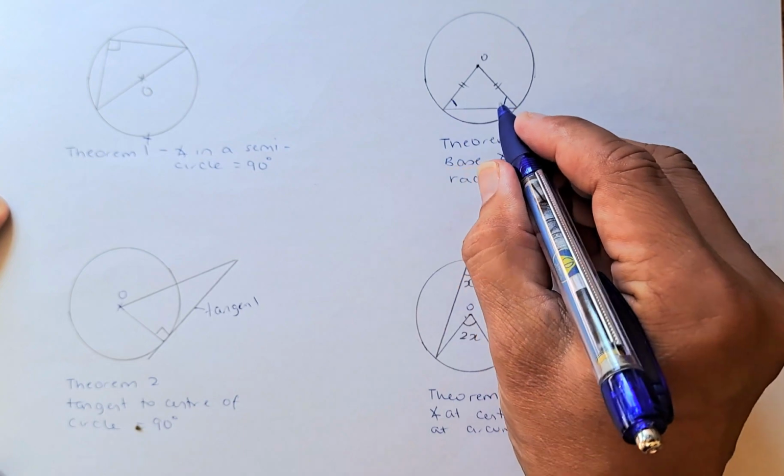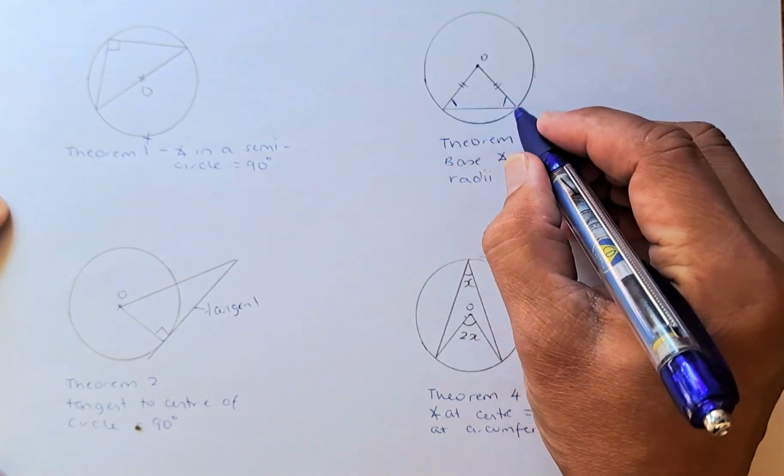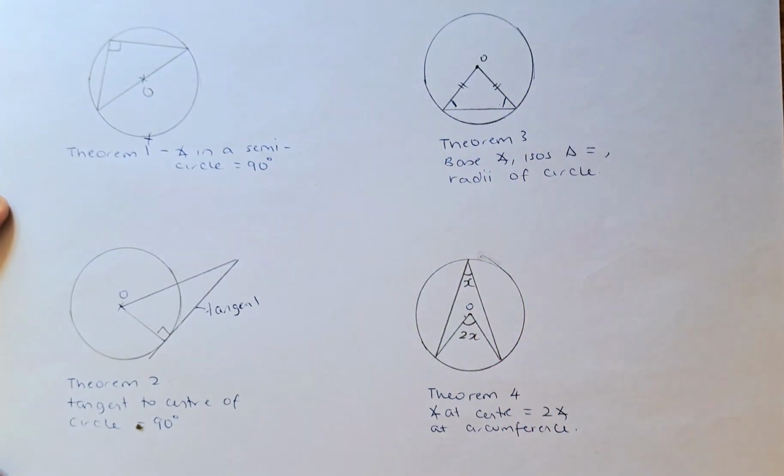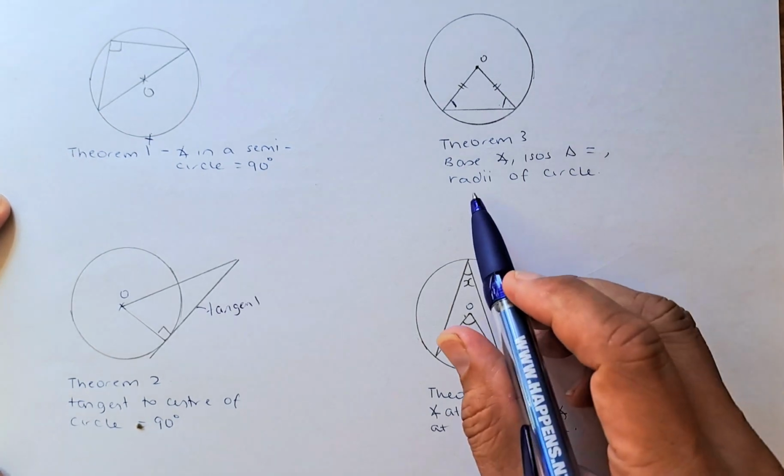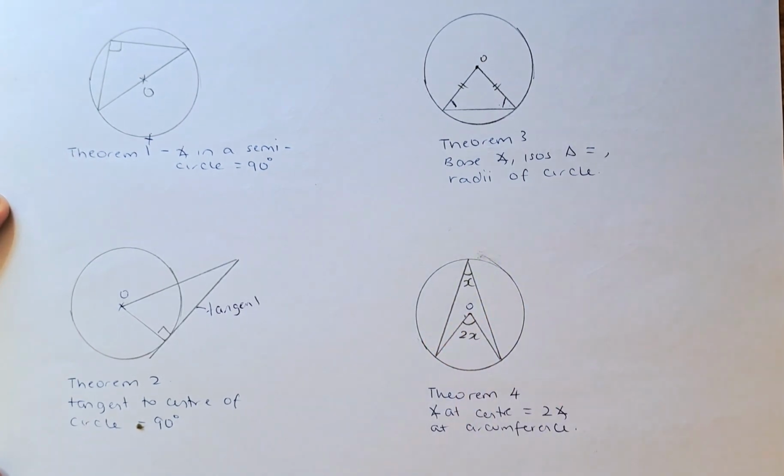So these 2 angles are equal because the opposite sides are equal. So the base angles of an isosceles triangle are equal, but you must add the statement radii, because they are the radii of the circle. Okay, great.